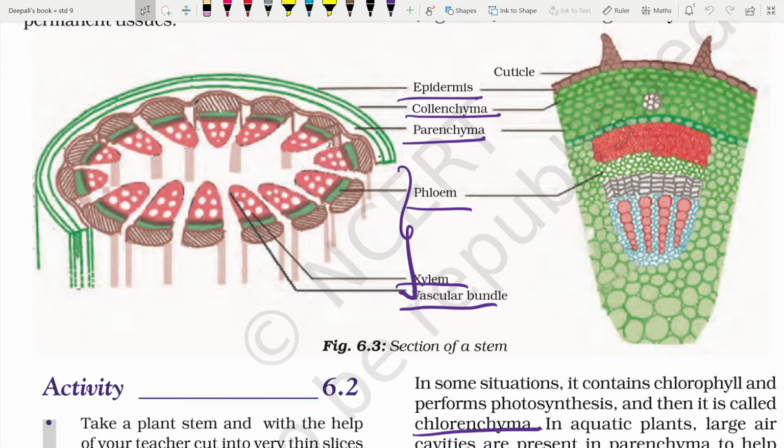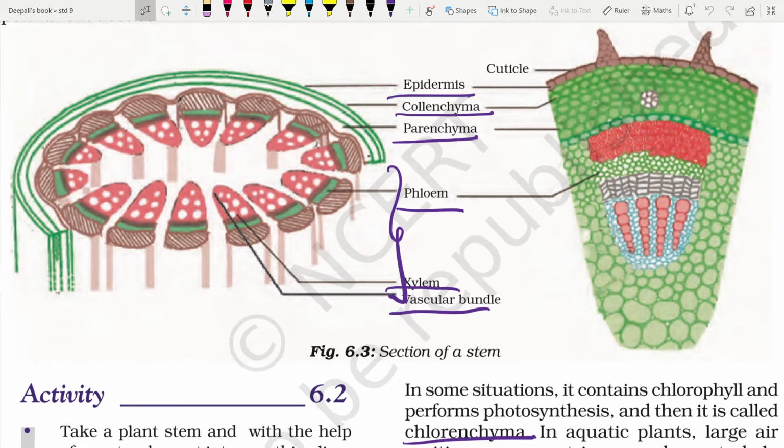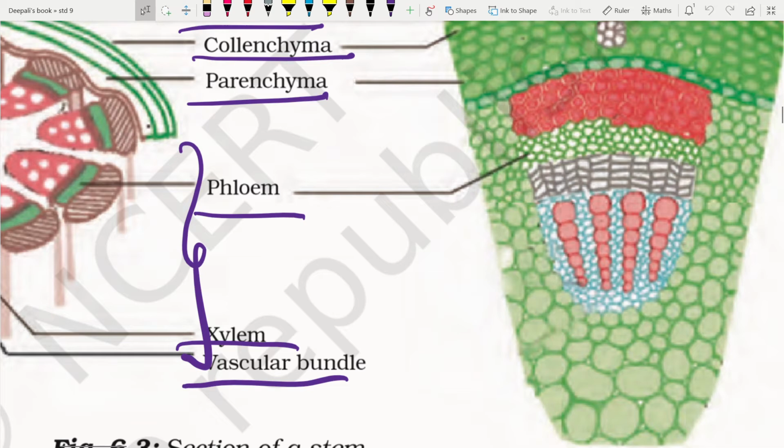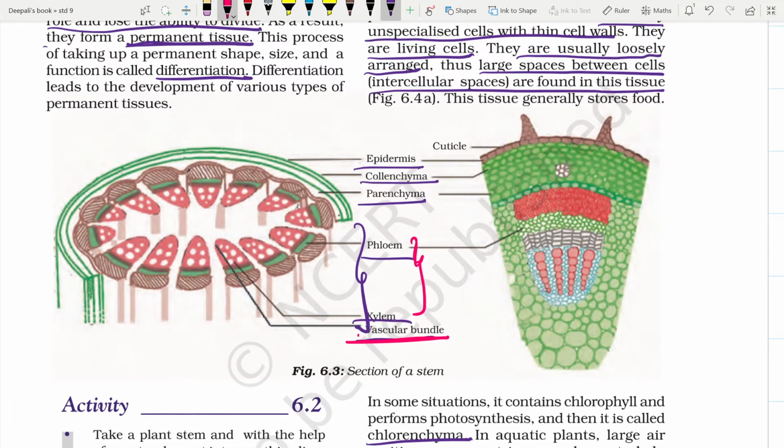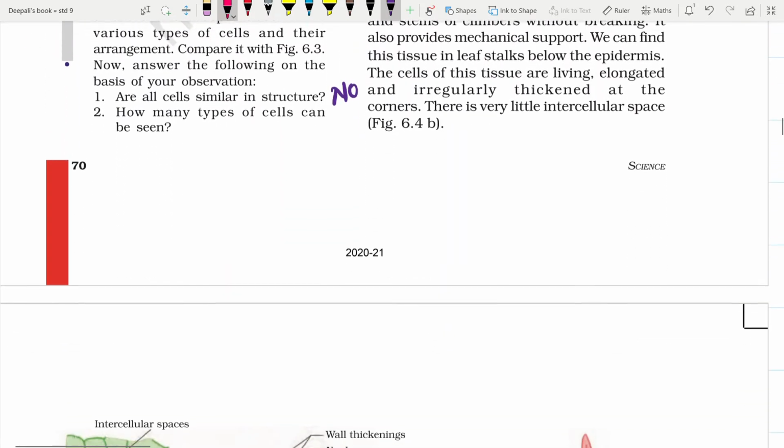But let us see what a complex permanent tissue is. As you can see in the figure here, and you must have come across the names xylem and phloem. Collectively, these two together are called vascular bundles. These vascular bundles have specific functions of transporting water and food throughout the plant, and they work in a system of conducting these important constituent materials in the plant. Let us study them in detail.